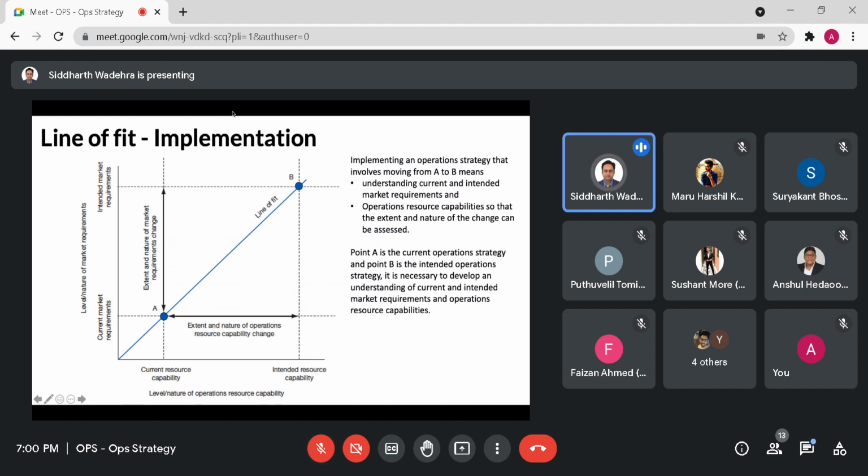So last class, we also looked at the line of fit, where we saw the nature of market requirements and the fact that we keep going back to how the market is maturing, how the customer is evolving, and which market segment is growing. That becomes the guiding light for any operations resource capability that we are planning to build.